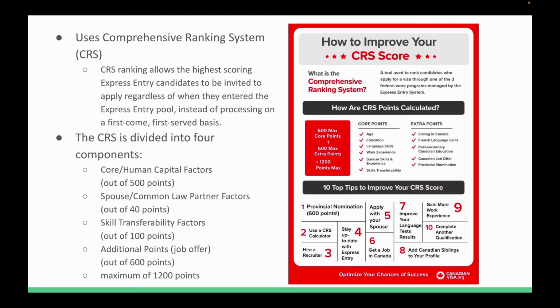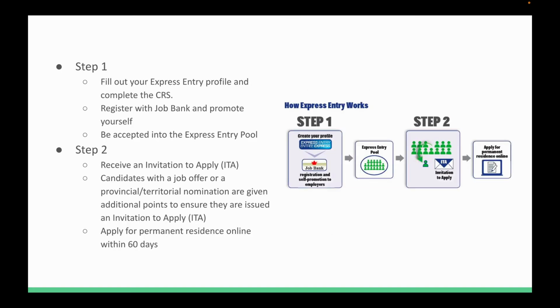And then potential employers, they pull from that pool, and the best qualified economic immigrants will be coming into the country as opposed to the first in, first processed type. So we've got 2 steps on entering using the Express Entry method here in Canada. Step number 1, you fill out your Express Entry profile. This is all done online, and you complete your CRS, your Comprehensive Ranking System. You then go and register with the Job Bank, and you go and you promote yourself, and then you will be accepted into the Express Entry pool if you can do those things.